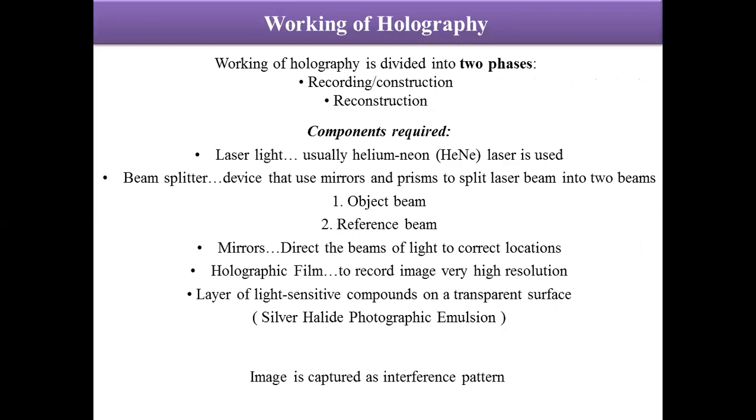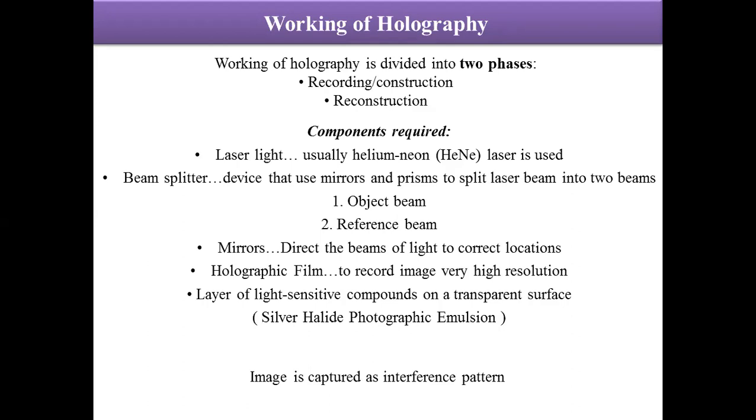Working of holography. The working of holography is divided into two phases. Number one is recording or the construction of a hologram, and number two, we can reconstruct the hologram. So construction and reconstruction are the two phases of holography. The components required for holography are: number one, we need a source to illuminate the object, and for the source we cannot use any ordinary bulb or ordinary source. We use a very highly coherent source, so we use a laser beam.